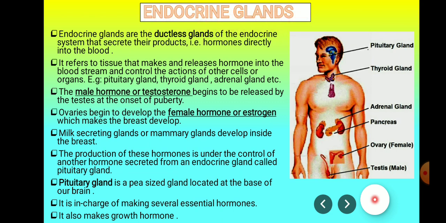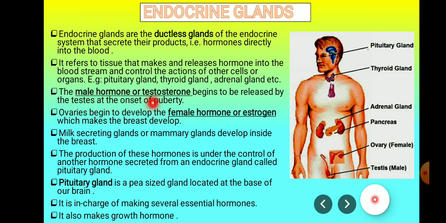Endocrine glands. Endocrine glands are the ductless glands of the endocrine system that secrete their products, that is the hormones, directly into the blood. Duct means having tube-like or pipe-like structures, but in the ductless glands there are no such structures. Whatever the secretions are, they go directly into the blood. It refers to tissue that makes and releases hormones into the bloodstream and controls the actions of other cells or organs. Examples are the pituitary gland, thyroid gland, adrenal gland, pancreas, ovaries, and testes.